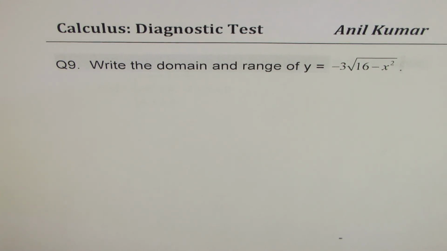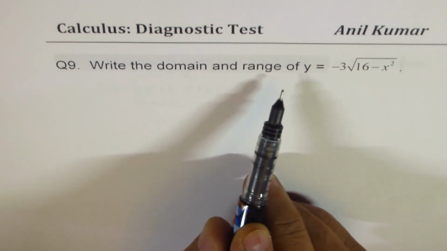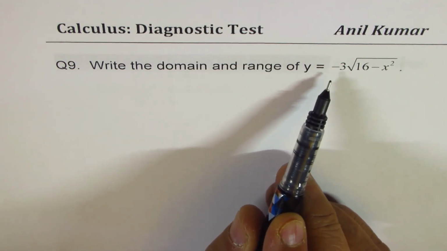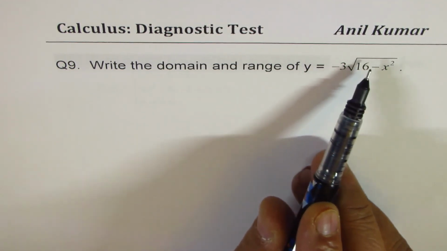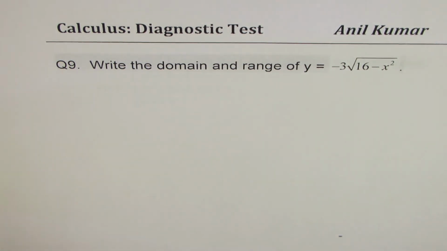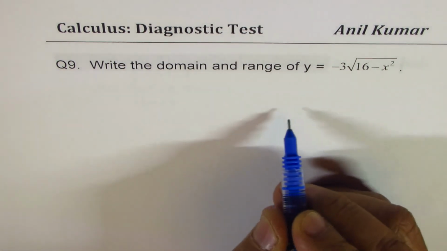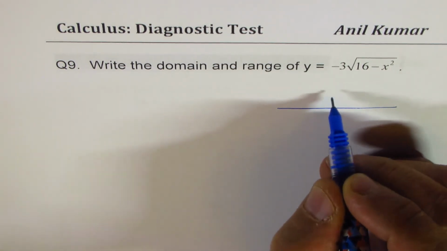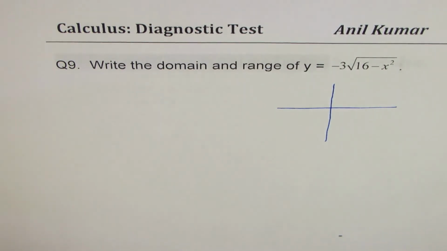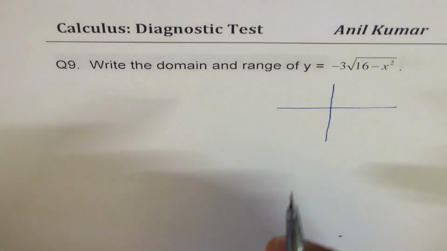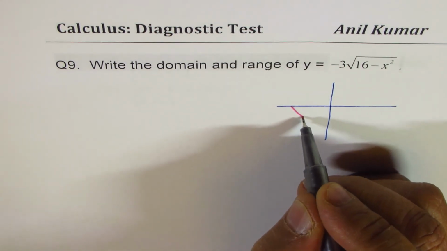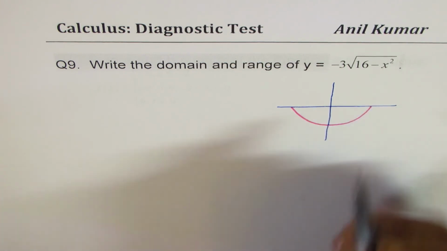So let's begin with answering question number 9, which is: write the domain and range of y equals minus 3 square root of (16 minus x square). So what is this type of function? What does it represent? Well, if you need to sketch it, it will look like a semicircle. Minus means all values are negative. So it is going to look like this.